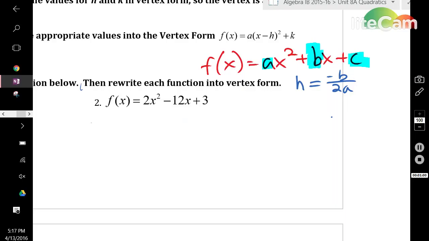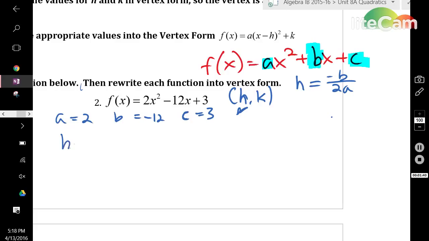So this example here, number 2, f of x equals 2x squared minus 12x plus 3. First thing you should do is find out what a, b, and c are. A is going to be 2, b is negative 12, and c is going to be 3. Now we're doing this because we want to find out what h is and then find out what k is. And that's going to be your vertex. That's step 1 of the problem. H and k. So right now we're going after h. If we can find that, we can find k afterwards.